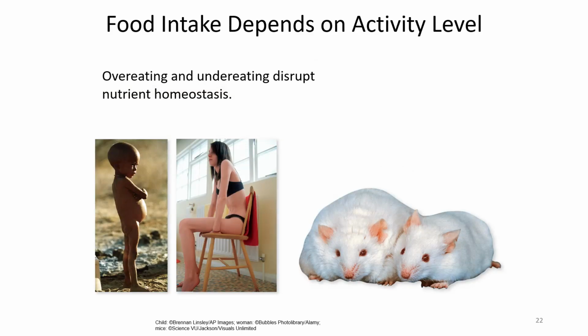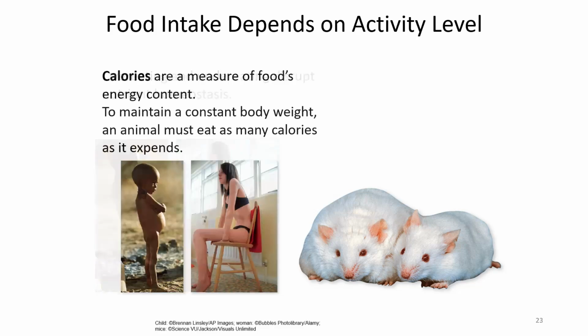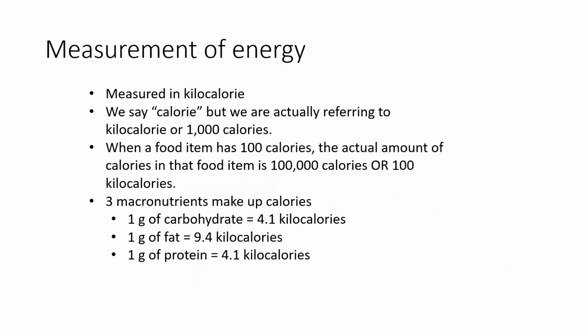Food intake depends on activity level. Overeating and undereating disrupt nutrient homeostasis. Calories are a measure of food's energy content. To maintain a constant body weight, an animal must eat as many calories as it expends. Calories are actually measured in kilocalories. We say calorie, but we're actually referring to a kilocalorie or 1,000 calories.